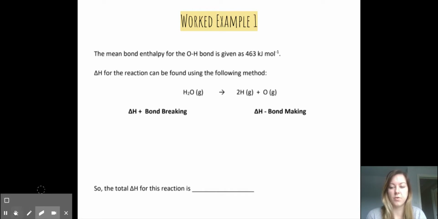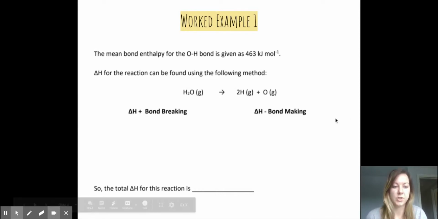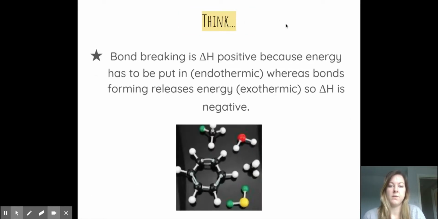Let's do another couple of worked examples using the same method and see if we can do some questions at the end. Just remember something very, very important. Try and not mix up the bond breaking and bond making enthalpies. Remember that bond breaking is delta H positive because energy has to be put in, which is endothermic, whereas bonds forming releases energy and that's exothermic, so delta H is negative. If you ever get stuck, I always just think about molecules. Breaking up bonds requires energy, and bonds forming releases energy.